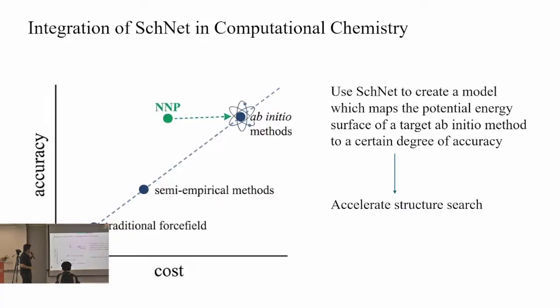So what we want to do here is to use this particular architecture in order to create a model, and this model should be trained on a target ab initio method or a DFT method to a certain degree of accuracy. And later on, we can see how accurate our models can be. And here, we want to use that to accelerate structure search. So how exactly are we doing that?